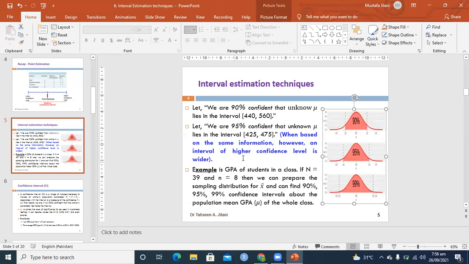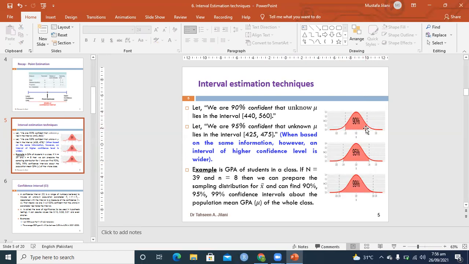with the central limit theorem. And if we want to be 99% sure, that means I want to be 99% assured that the unknown population mean mu lies within the lower limit and upper limit. So if I want to be 99% assured, I have to increase the size of the interval. So you see, when we increase the confidence, then we have to increase the size of the interval as well.